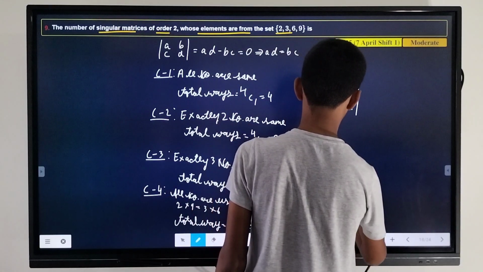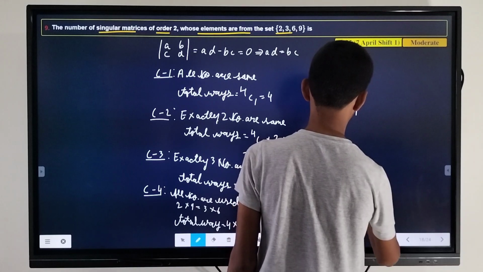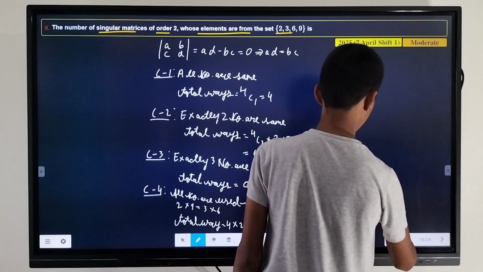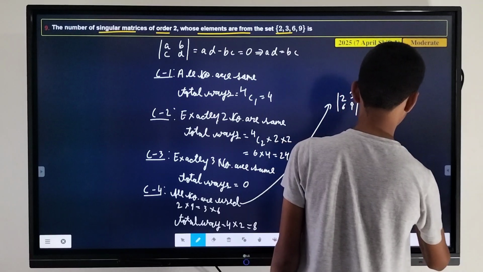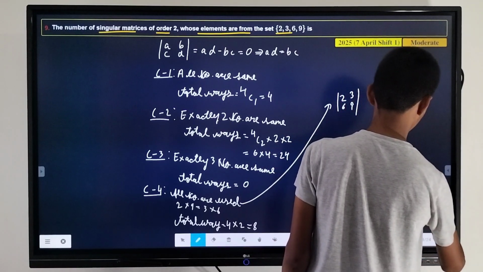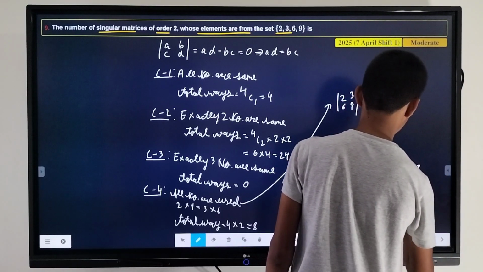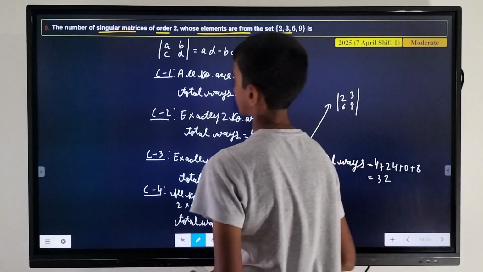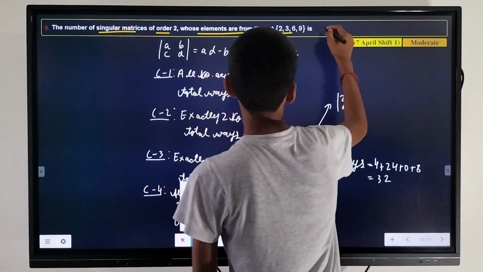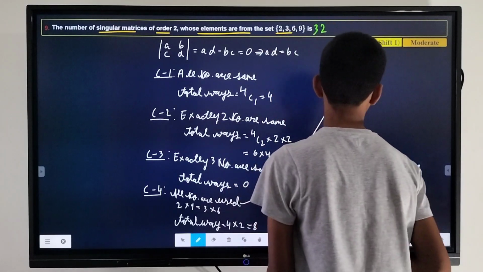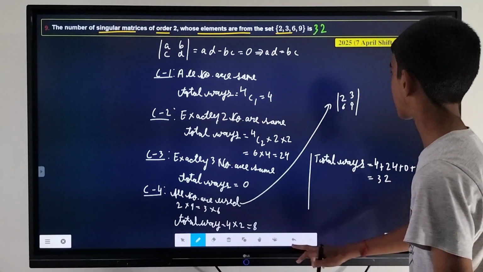So our total ways is equal to 4 plus 24 plus 0 plus 8. This is equal to 36. So from here our answer is 36. Sorry, not 32.